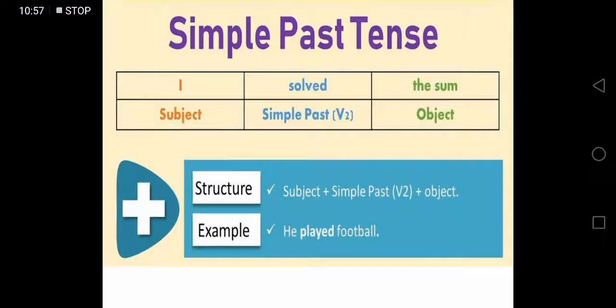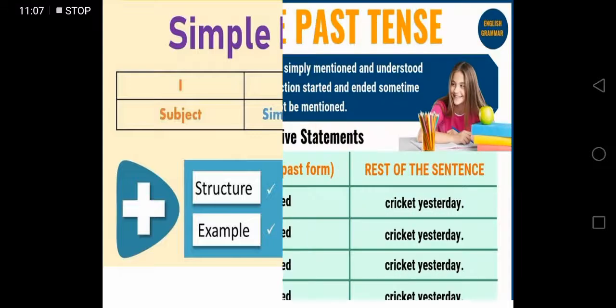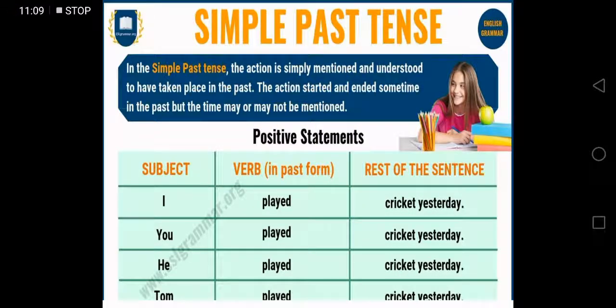I solved the sum. I is the subject, solved is the simple past, the second form of the verb, and the sum is the object. Students, please remember that there are some regular and irregular verbs which are used in simple past tense. I played cricket yesterday. You played cricket yesterday. He played cricket yesterday. Tom played cricket yesterday. So you also mention the time of the past.